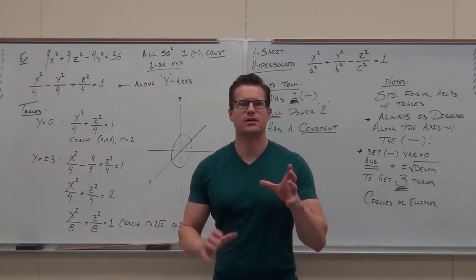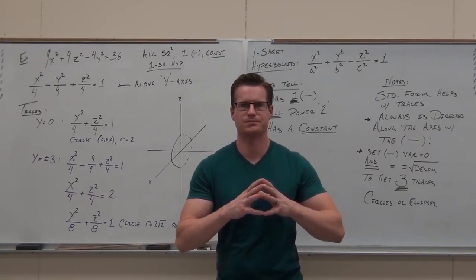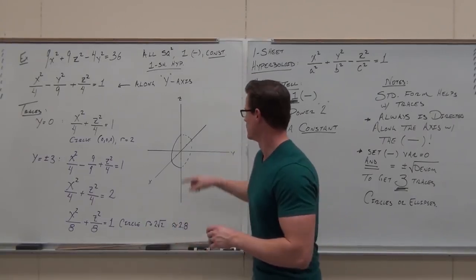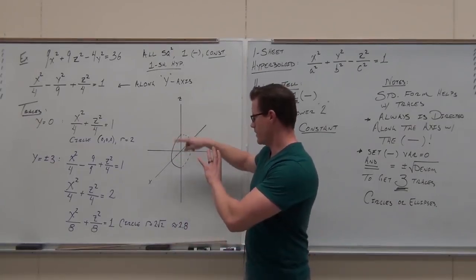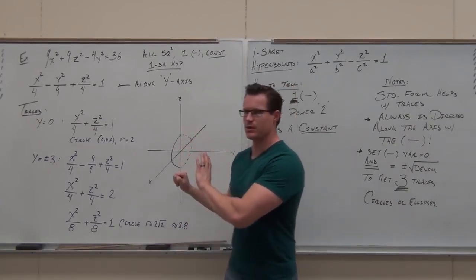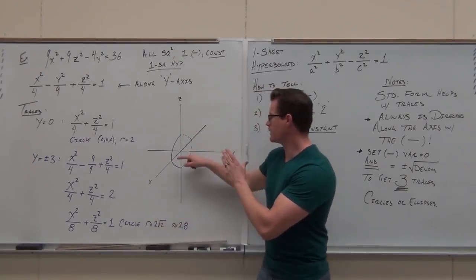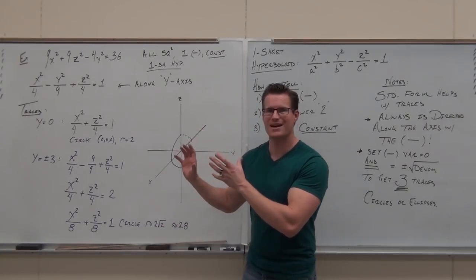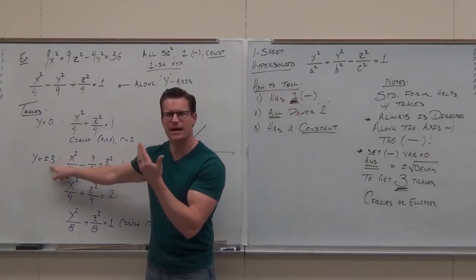So here is the issue that you will make mistakes on. You get this circle, right? It's on the XZ plane because I put y to 0. This circle, it can't be on the XZ plane. Why? Because of the y. Where is that at?